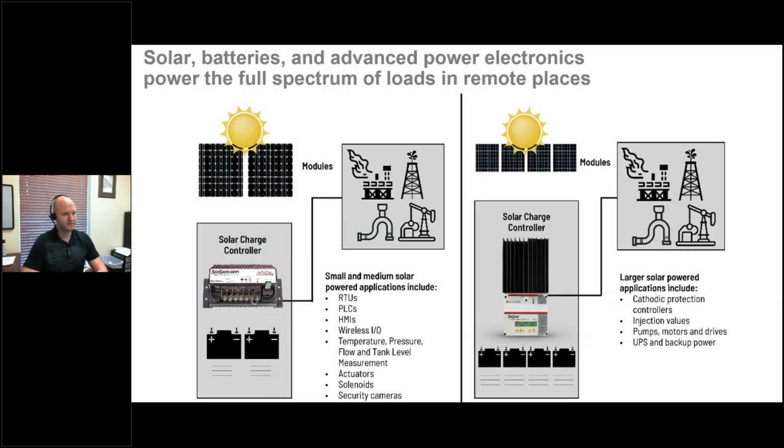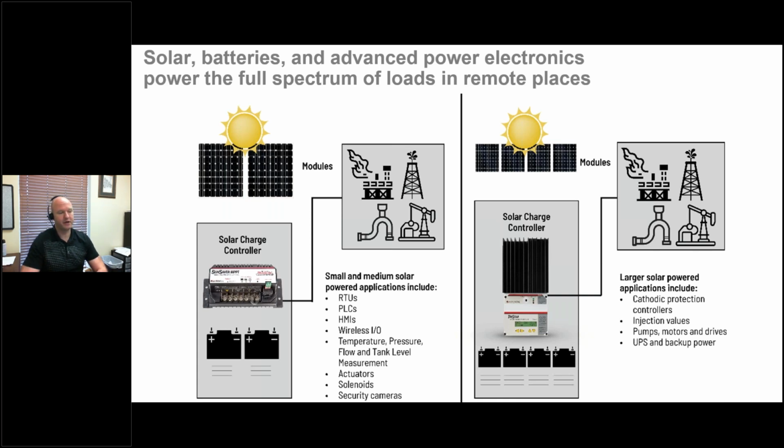So in terms of the size of the systems, just to give a little bit of a flavor for the applications, you can see on the left in our small and medium size, which is by far the largest application, remote terminal units, PLCs, HMIs, other types of interfaces that cover input and output for an automation site, flow and tank level measurement. All of these can be easily powered by solar because they're really just integrated digital computer systems.